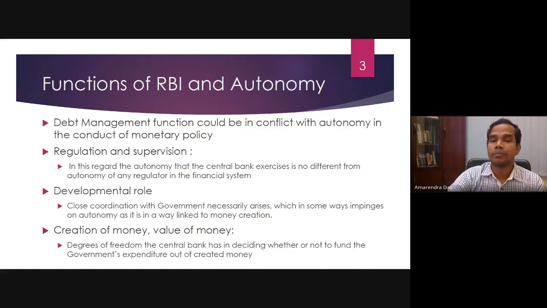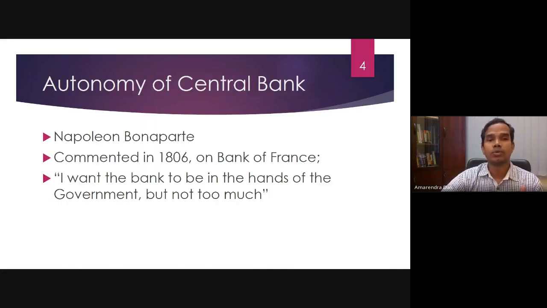If RBI can say no, or RBI can put a limit on how much money can be printed to finance the deficit of the government, then that would determine the level of autonomy. But if there is no limit and automatic monetization of the deficit happens, then we can say that the autonomy of the Reserve Bank is a sham. So we should see the autonomy along with the functions of the Reserve Bank. Now, when you come to autonomy, this is nothing new that is being discussed now. It has been in discussion from a very long time ago.